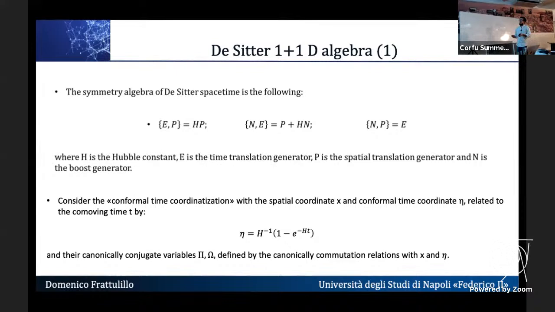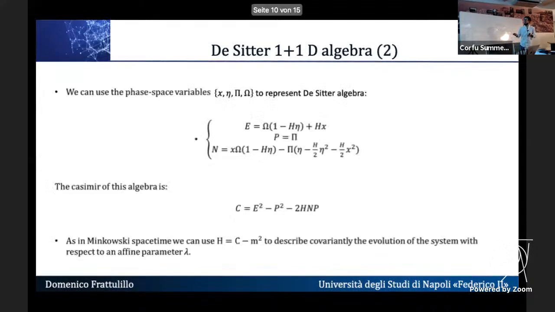This is the standard de Sitter algebra of symmetry in 1+1 dimensions, where H is the Hubble constant, E is the time translation generator, P is the spatial translation generator, and N is the boost generator. And we will work in conformal time coordinatization. That means that we will call x the spatial coordinate, and we will use the conformal time eta, which is related by the following relation to the comoving time that is usually used in cosmology. We can also define pi and omega as the conjugate momenta to x and eta, defined by the canonical commutation relations with x and eta that we have seen in the flat case.